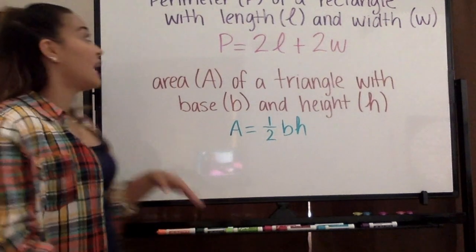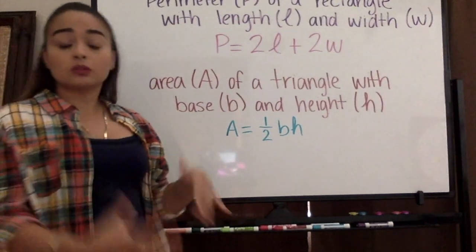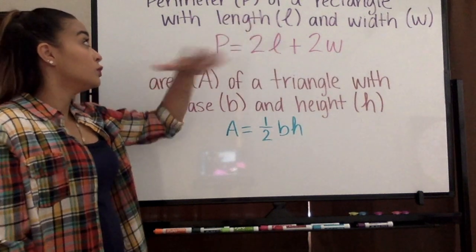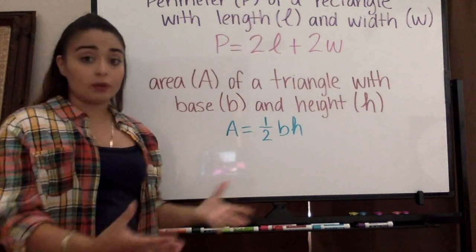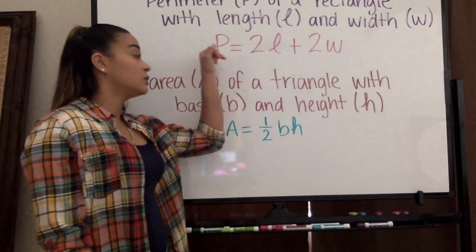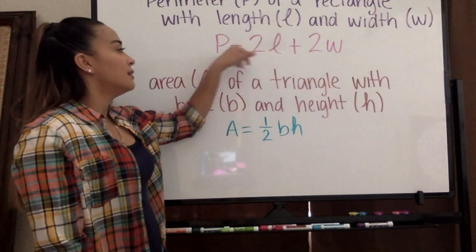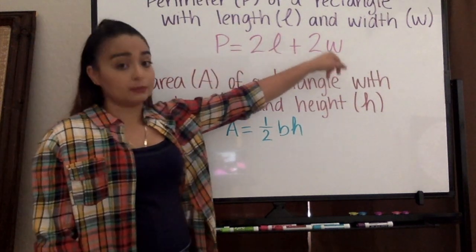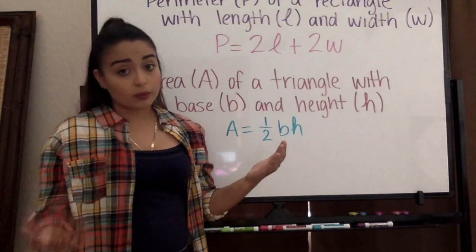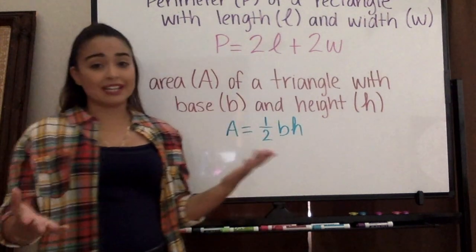Next up, we have the perimeter of a rectangle with length and width. So this specific formula is to solve for the perimeter, capital P, using the length and the width, which should be already given to us, okay? So that formula is going to be looking like this, which is P equals 2 times L plus 2 times W. So whatever they give us for the length and whatever they give us for the width, we are going to times that times 2, add it, and that will give us the whole perimeter of the rectangle.